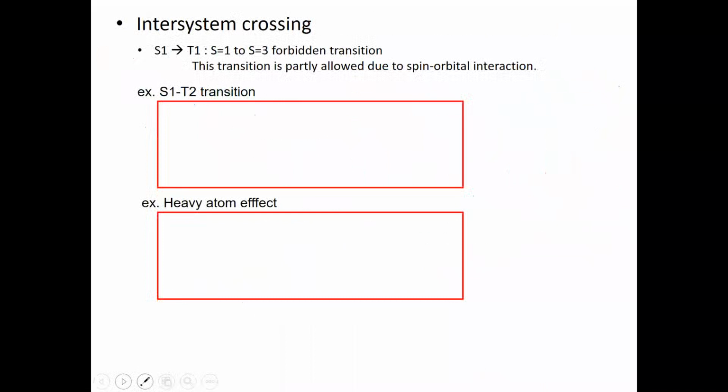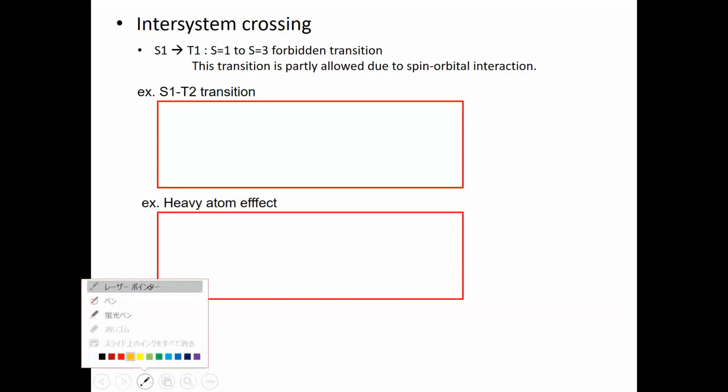So the next thing we're going to study is intersystem crossing, which is really important in photochemical processes, because many photochemical reactions start from the triplet state. And the triplet state is also sometimes important to light emitting devices.